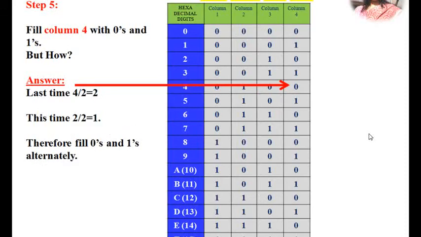Now I have to deal with the fourth column. So how to fill the fourth column? Last time 4 divided by 2 was equal to 2. So this time it would be 2 divided by 2, which is equal to 1. Therefore, fill zeros and ones alternately. First row 0, second row 1, third row 0, fourth row 1, and you continue till row 16.